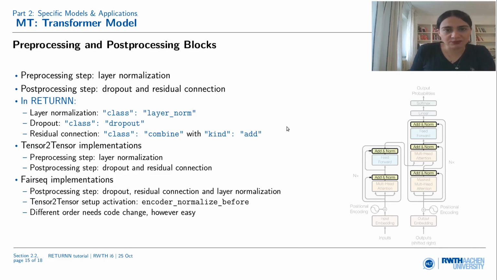And for pre-processing and post-processing blocks, in RETURNN, layer normalization is dedicated as a pre-processing step, while dropout and residual connections are used as post-processing. I will note that the order of these processing steps, as well as how we apply them, can be different in different implementations. For example, in Fairseq, we have dropout, residual connection, and layer normalization as post-processing steps.